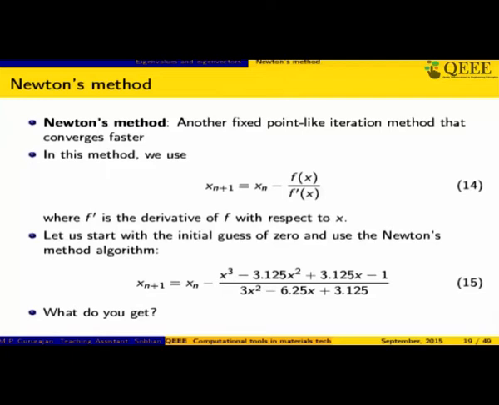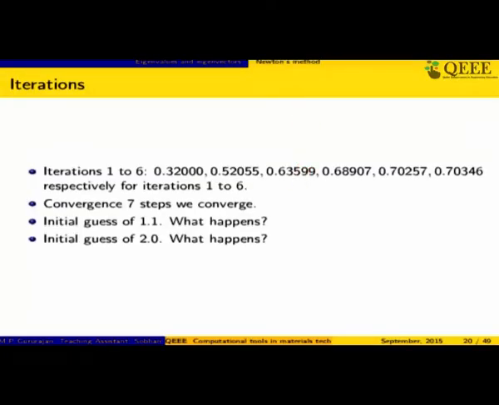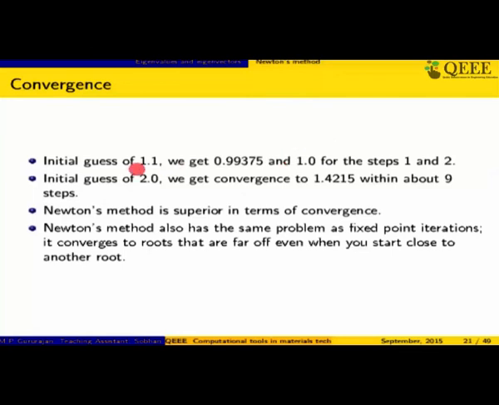Of course, you can use 0.99375 and go to the next one and so on and so forth. So this is what I have given. If your initial guess is 1.1, you get 0.99375. And in the next step, if you use 0.99375, you will get to 1 immediately within 2 steps. If you take an initial value of 2, in about 9 iterations you will get to 1.421.